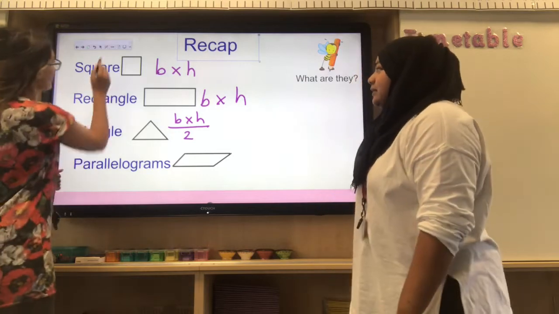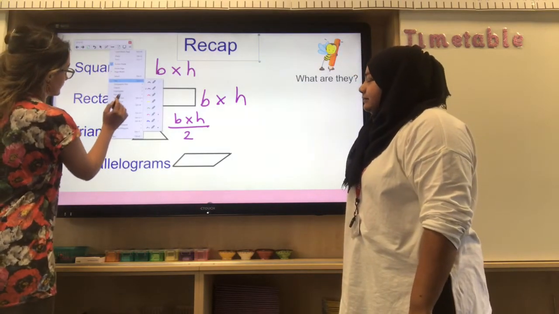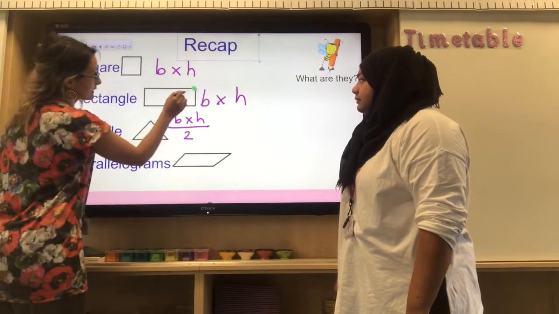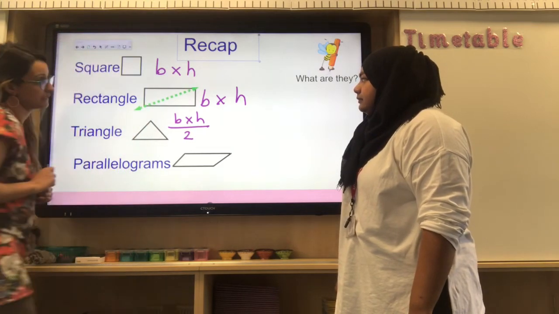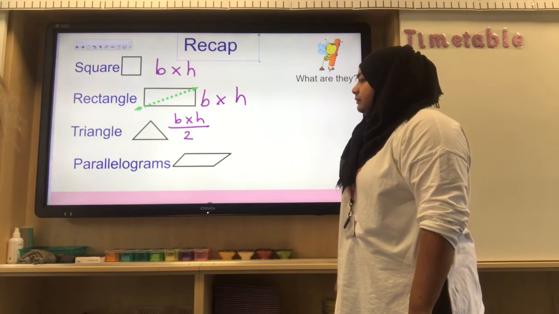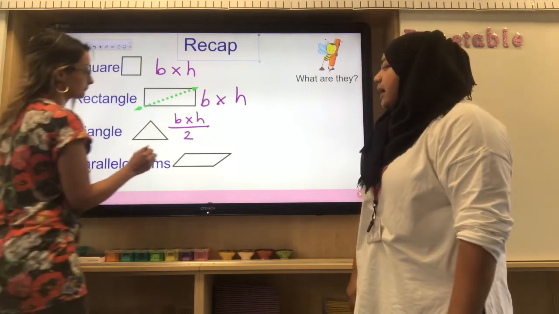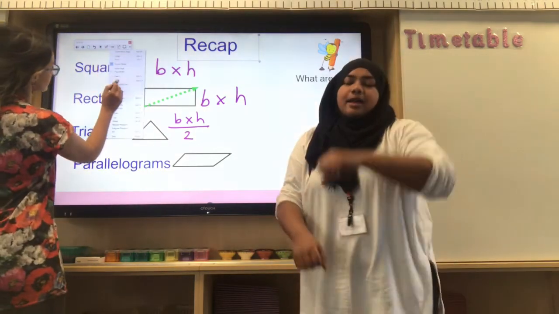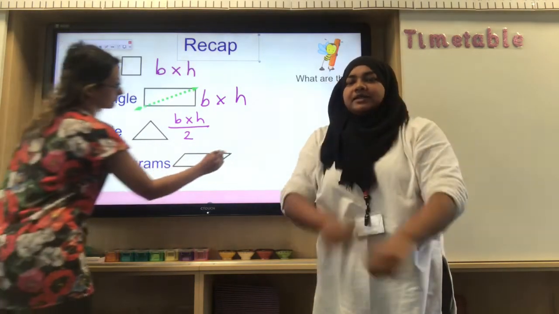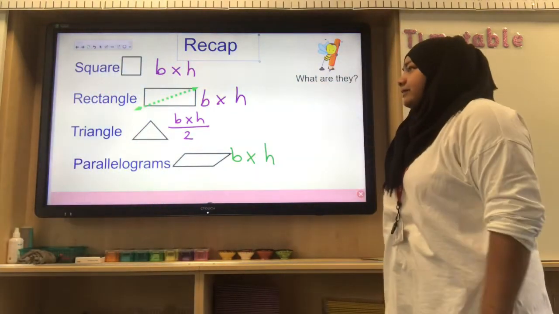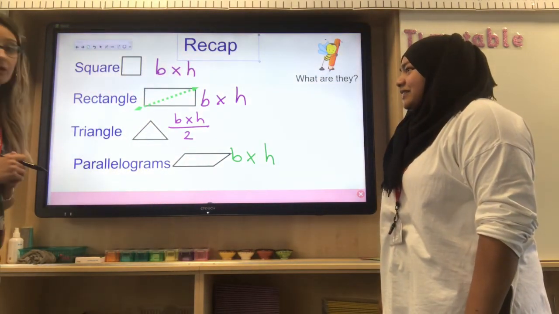And if we have a look here, Miss Mia's absolutely right. If I drew a line across this rectangle, you can see there are two triangles that make up that rectangle. That's why you have to divide it by 2. And then the parallelogram is base times the perpendicular height. It's really important that you have that perpendicular height. Base times height. So hopefully that's been useful.